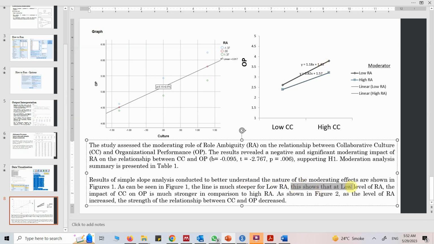This shows that at low level of role ambiguity, if you increase the culture, this leads to a sharper or stronger increase in the organizational performance in comparison to high RA, which is the line here. So at high RA, if you are increasing the culture, it's not leading to a similar increase in performance. So this means that role ambiguity moderates the relationship between CC and OP, and the interaction was significant as well.